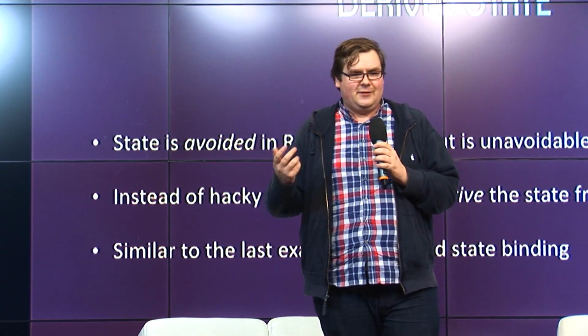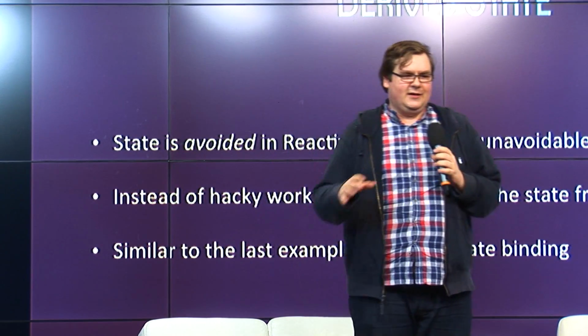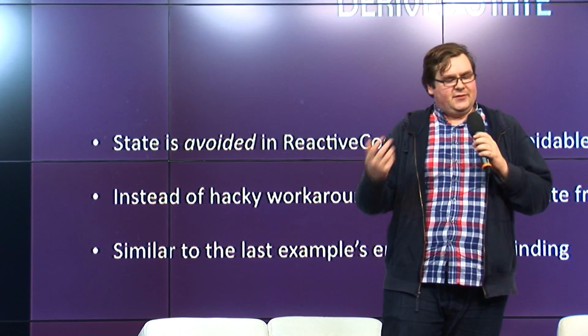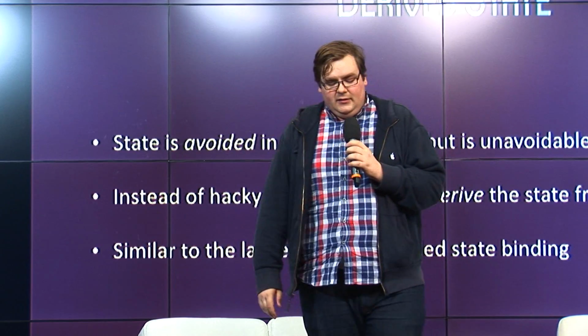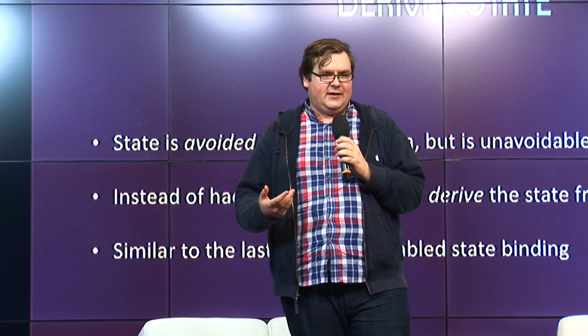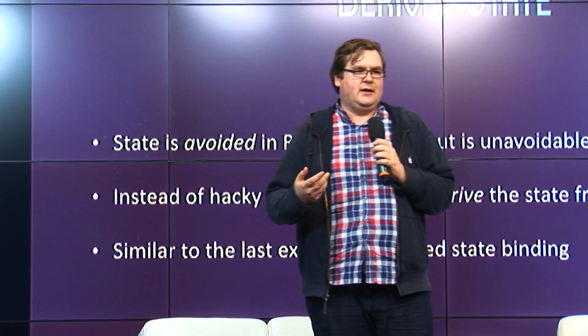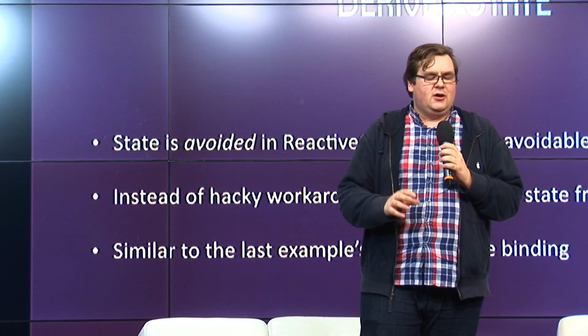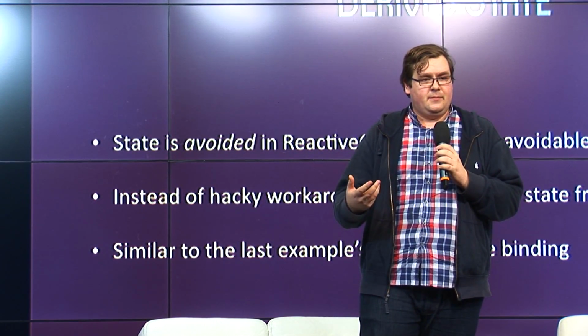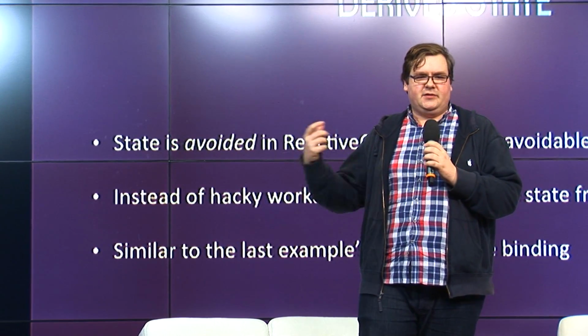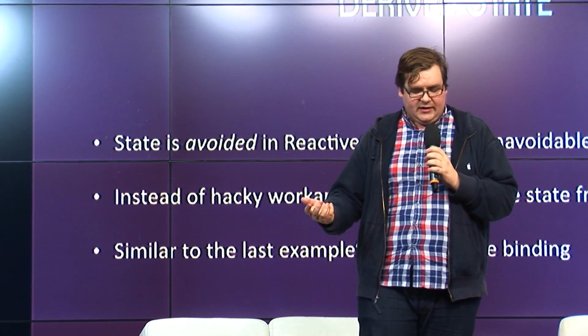So this is where I love functional reactive programming, is that it lets you have side effects but still use functional paradigms. So we avoid state in Reactive Cocoa by deriving it instead. We say you can have a property, but bind that property to some signal instead of setting it manually.